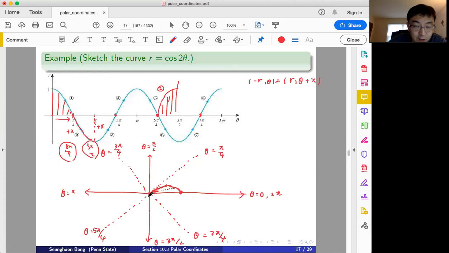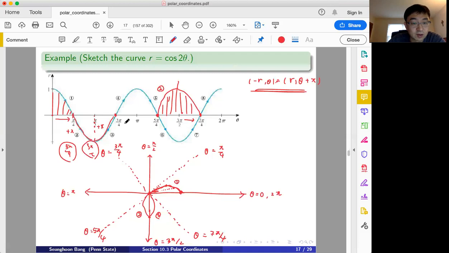Between 5 pi over 4 and 3 pi over 2, right? Yep. So what happens? The graph is like this, increasing and going to 1. This is 1. This is 2. Same with 3. This part goes to here using this idea. The angle is increasing, the length is decreasing. Going back to here, this is 3.